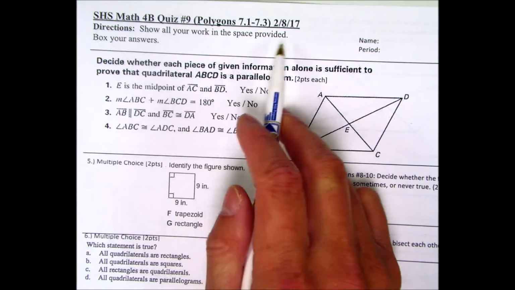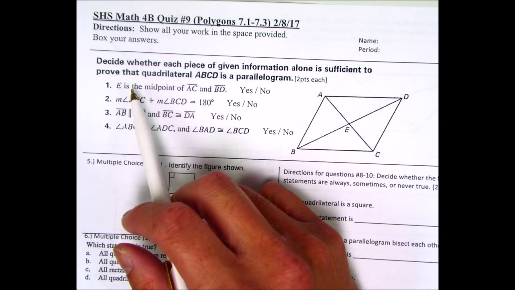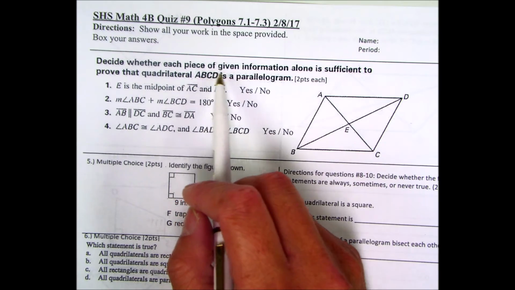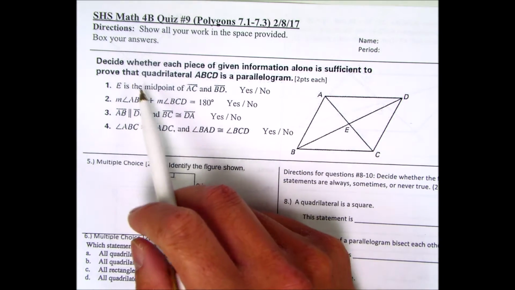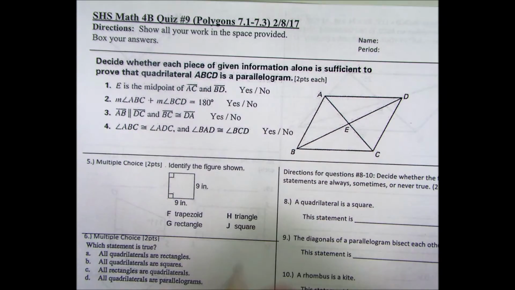Directions: show all your work in the space provided, box your answers. Decide whether each piece of information given alone is sufficient to prove that the quadrilateral ABCD is a parallelogram. Okay, so if you're using a pencil, you can just mark it up.